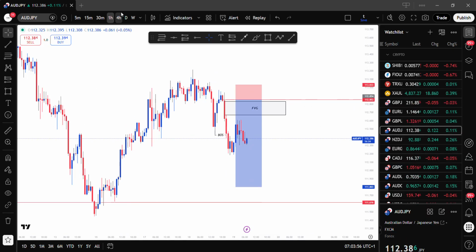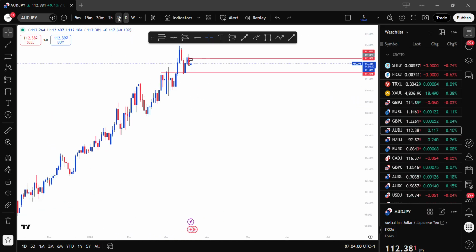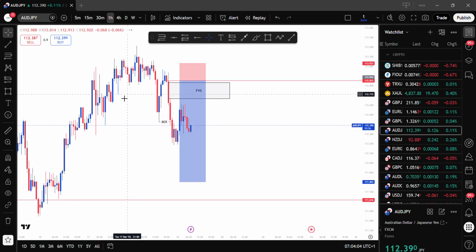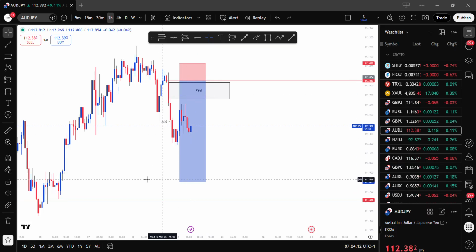On the AUD JPY, if you check the daily time frame, the market has been buying the whole time. It was kind of making a reversal for a sell, which I noticed on the 1 hour time frame. This break of structure is happening here. This is the FVG. So the market should fill up this FVG to this point. Then we should look for a sell down to this point. So we expect this order block and continue buying.